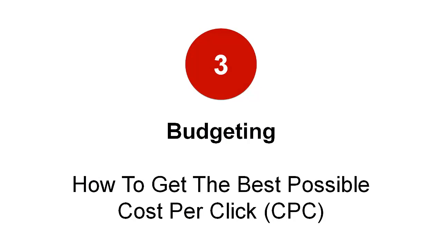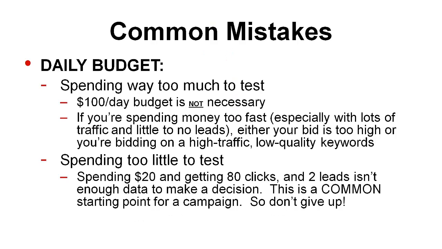Adam Holland here again. We are on part 3, budgeting, how to get the best possible cost per click. So here's some common mistakes. Spending way too much to test on your daily budget. Putting a daily budget of $100 a day is not necessary.